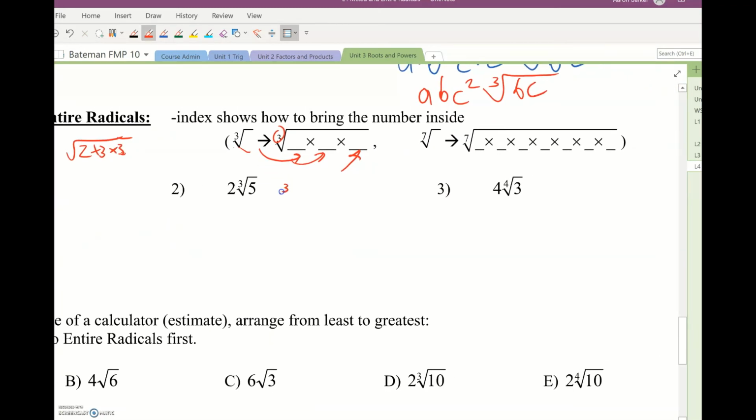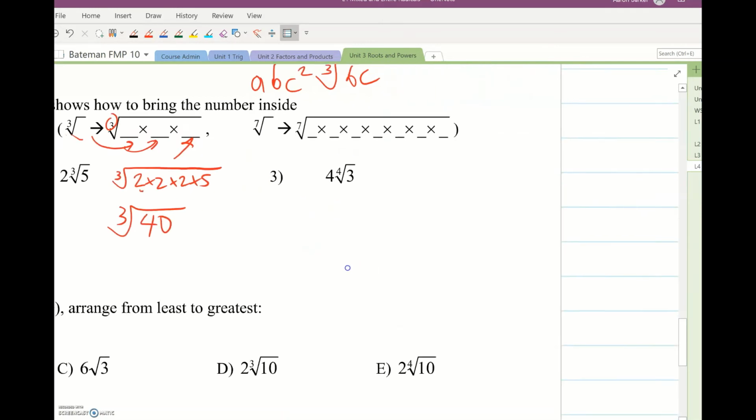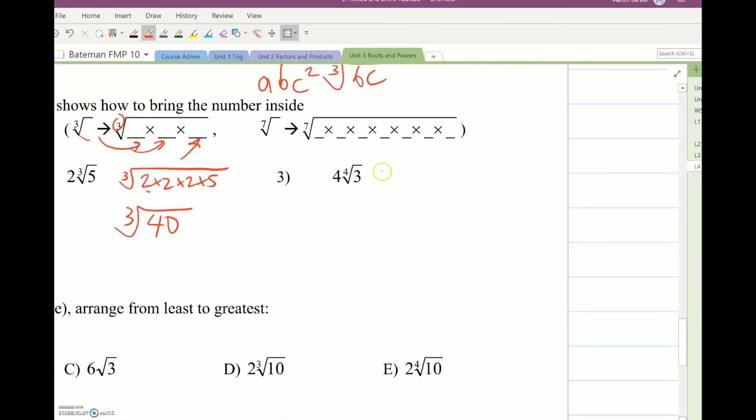I bet you have. Cube root what? Go for it. 2 times 2 times 2 times 5, which would be 2 times 2 is 4 times 2 is 8 times 5, cube root 40. Okay, next one, 4th root.